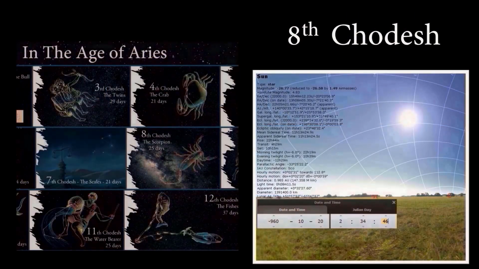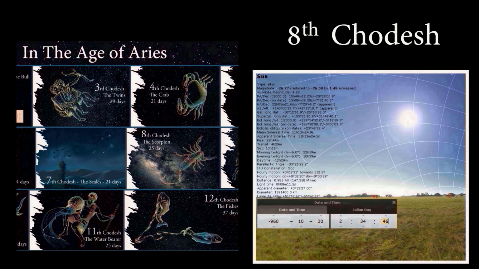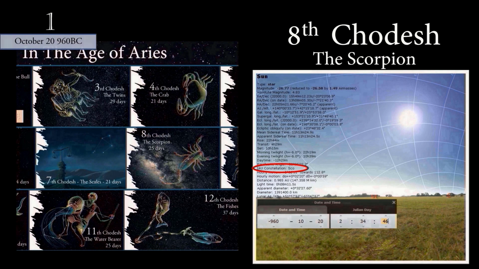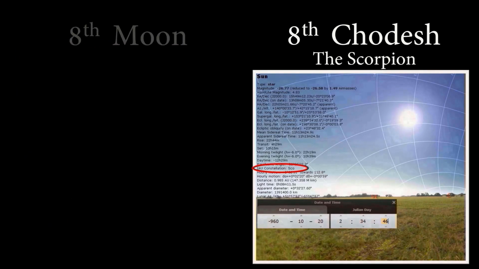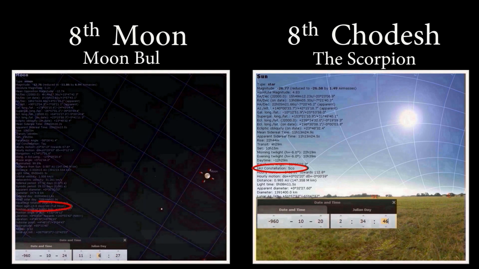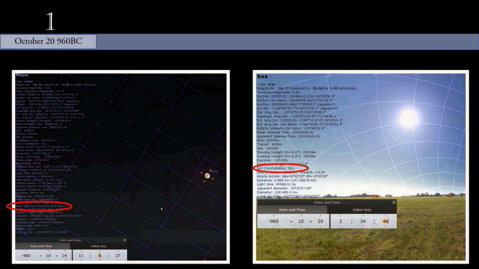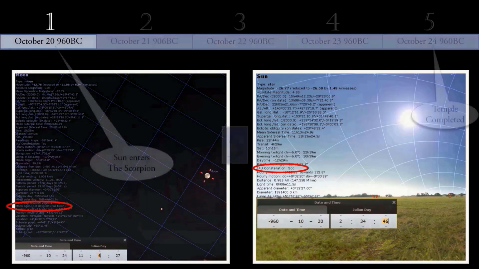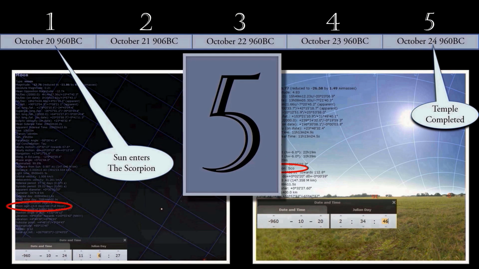The 8th Kodesh, the 8th sign in the heavens on the ecliptic, is Scorpio. This is when the sun enters on October 20th at 2:34:46. Now we can find the 8th moon. The full moon is on October 24th in 960. This is at the end of the building, the day it was completed, at 11 o'clock, 6 minutes, and 27 seconds. That is 5 days. It is on the 5th day.